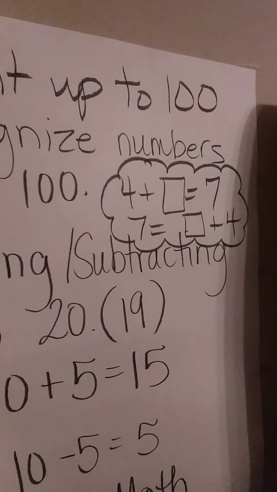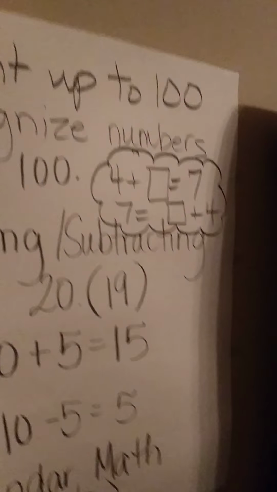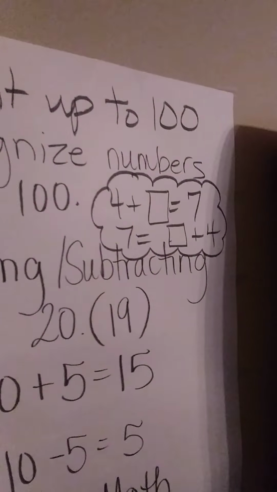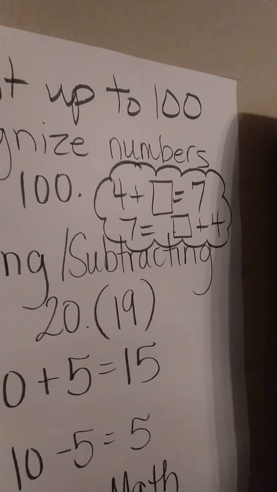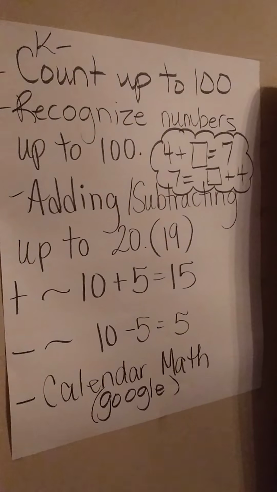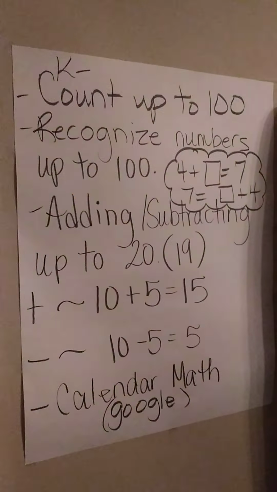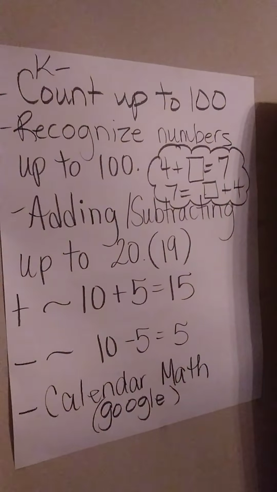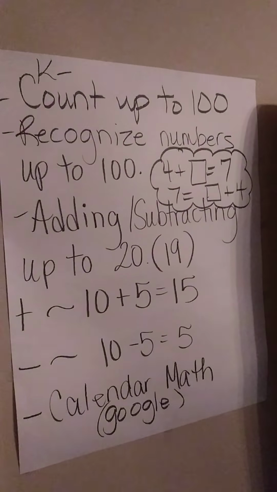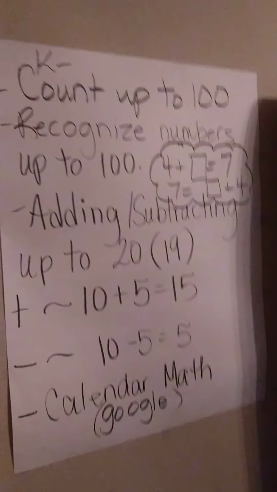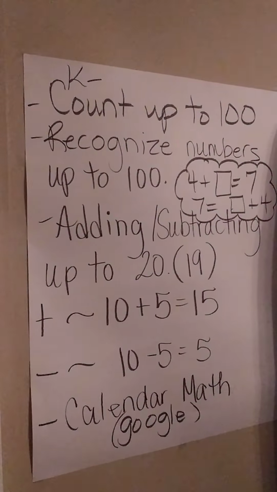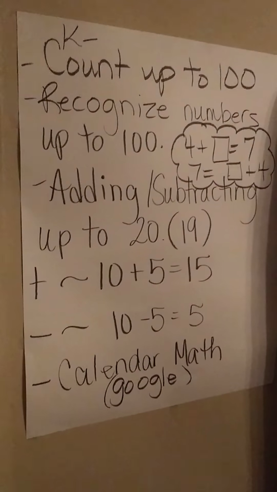I would start off low when you get into a missing a variable problem. Start off with the low numbers under 10 and then work your way up to 19 or 20. For this particular skill. Okay? So, kindergarten parents, you got some things to work on. Making sure your students can count up to 100. Making sure they recognize numbers up to 100. Adding and subtracting up to 19 really, but I say up to 20. And I gave you examples of addition and subtraction problems and working on calendar math.